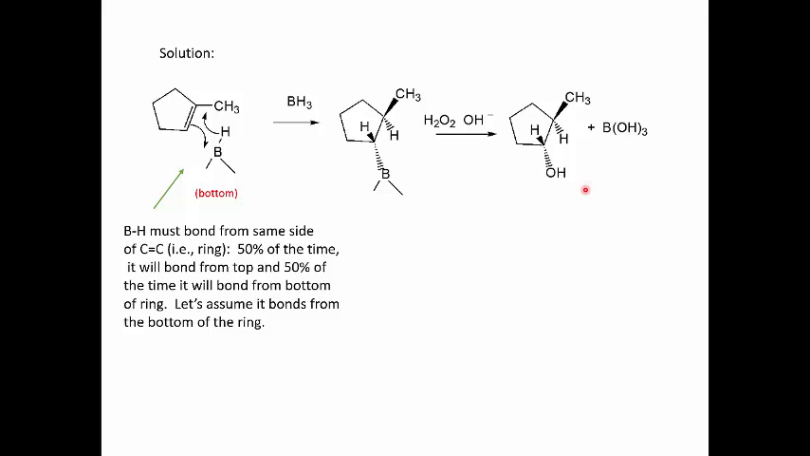You'll note then that this configuration has the methyl and the OH on opposite sides of the ring. It's a trans product. Now this product resulted from the assumption that the BH attached from the bottom of the ring, but there's a 50-50 chance of the BH attaching from the bottom or from the top. The other 50% of the time it will add from the top. What that will give, haven't shown it here, is basically the enantiomer of the structure that is shown here. So the actual product is a 50-50 mixture of enantiomers.